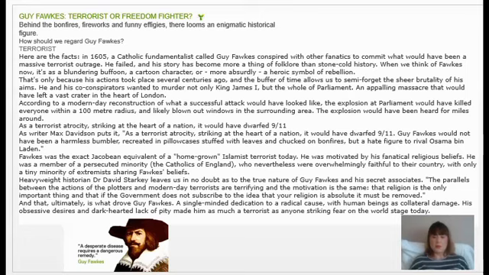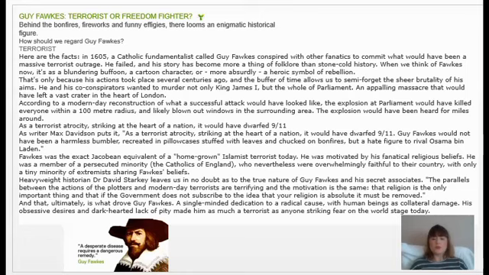Heavyweight historian Dr. David Starkey leaves us in no doubt as to the true nature of Guy Fawkes and his secret associates. So this is what David Starkey has to say, and you could use this as evidence in your line of argument or in your conclusion. The parallels between the actions of the plotters and modern-day terrorists are terrifying, and the motivation is the same. That religion is the only important thing, and that if the government does not subscribe to the idea that your religion is absolute, then the government must be removed.